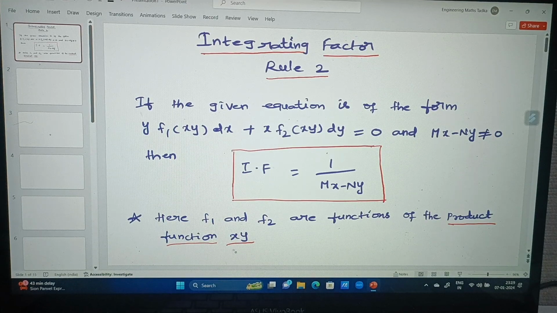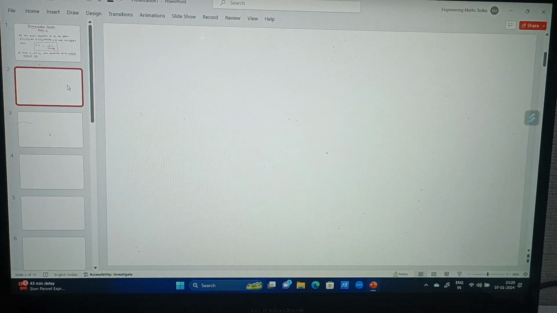प्रोडक्ट फंक्शन xy का मीनिंग क्या होता है? x का डिग्री और y का डिग्री हमेशा सेम होना चाहिए. अगर x का डिग्री 1 है तो y का डिग्री भी 1 होना चाहिए. अगर x का डिग्री 2 दिया है तो y का डिग्री भी 2 देना चाहिए. दोनों का डिग्री अगर सेम नहीं है then it is not called as function of xy. But if the degree of both x and y are same, then we can call it as product function xy. ठीक है? So let us understand the concept by solving sums based on this rule.